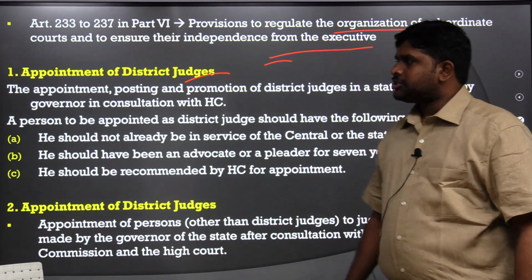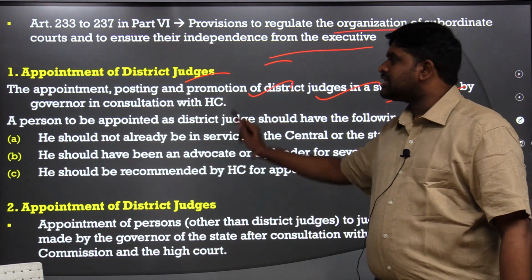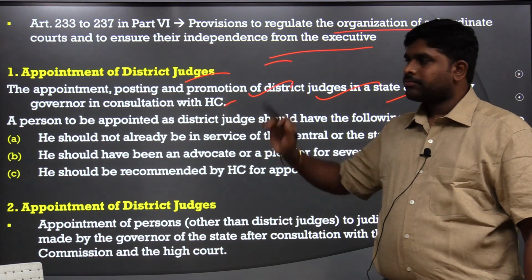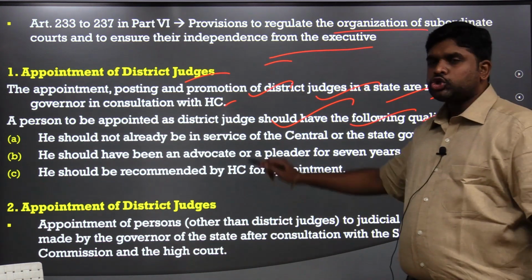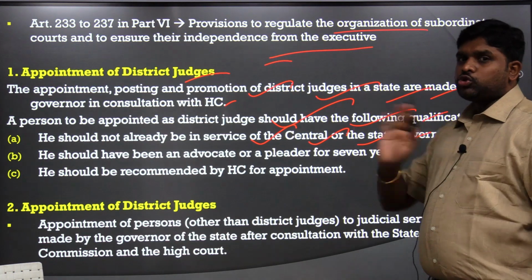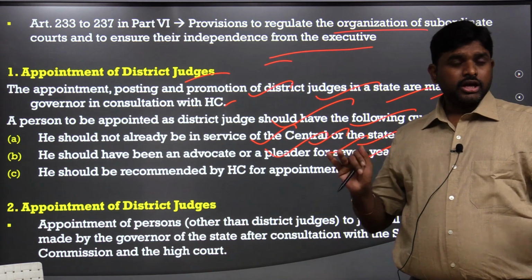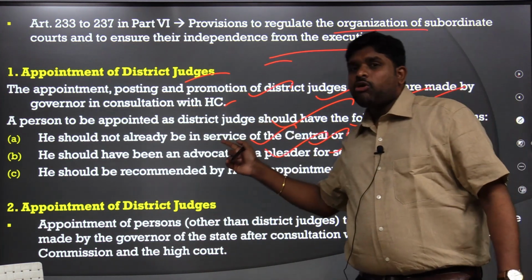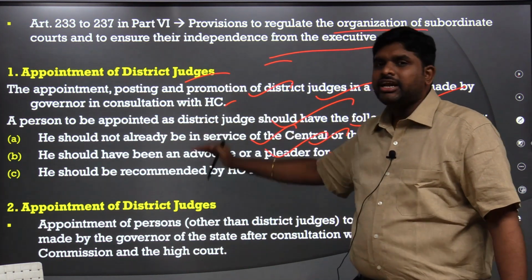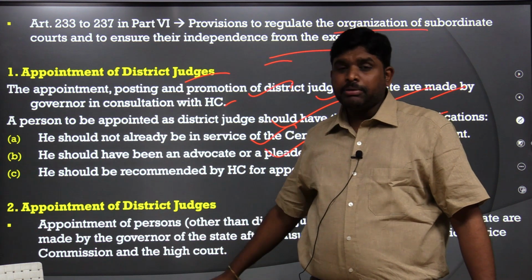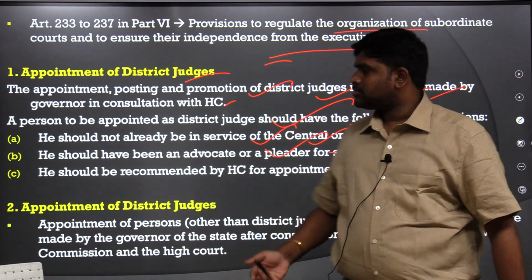First is appointment of district judge. Appointment, posting and promotion of district judges in the state are made by the governor in consultation with the High Court. A person to be appointed as a district judge should have the following qualifications. He should not already be in the service of the central or state government. He should have been an advocate or a pleader for 7 years. But these qualifications will vary according to states. It's not compulsory. These are general rules which are prescribed, but states can keep them according to their preferences.